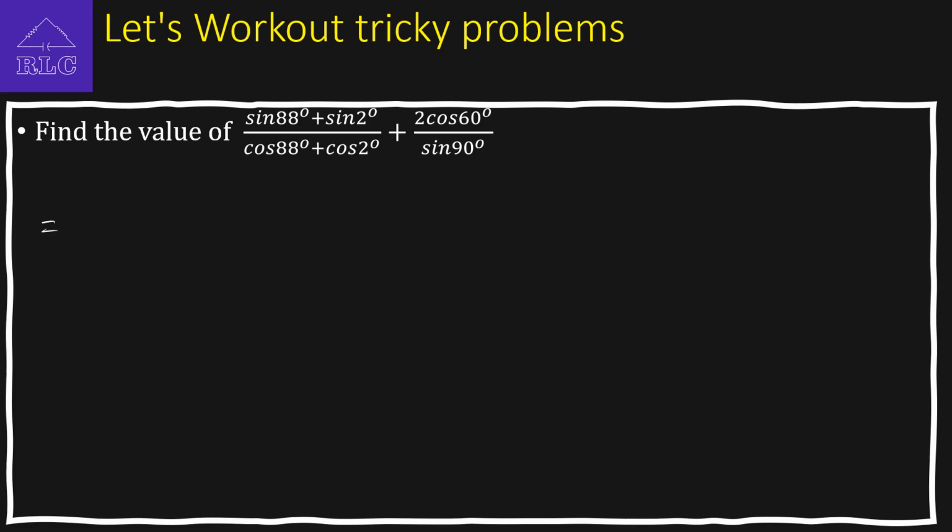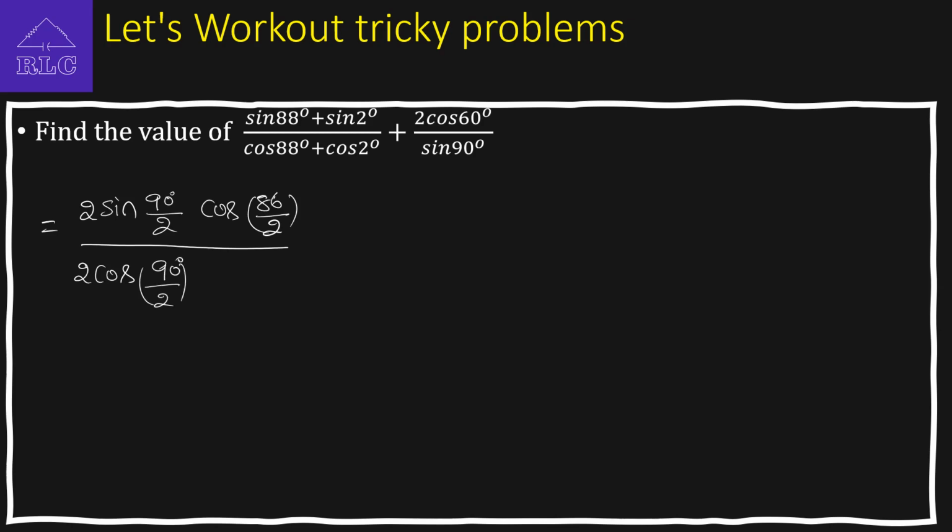Okay, so sin plus sin is there. That means 2 sin C cos D. Sin C plus sin D means 2 sin of (C plus D)/2, that means 90 degrees by 2, into cos of (C minus D)/2, that means 86 degrees by 2. Similarly, cos C plus cos D is nothing but 2 cos of (C plus D)/2, that means 90 degrees by 2, into cos of (C minus D)/2, that means 86 degrees by 2, plus 2 into cos 60 degrees, which is 1 by 2, divided by sin 90 degrees, which is 1.